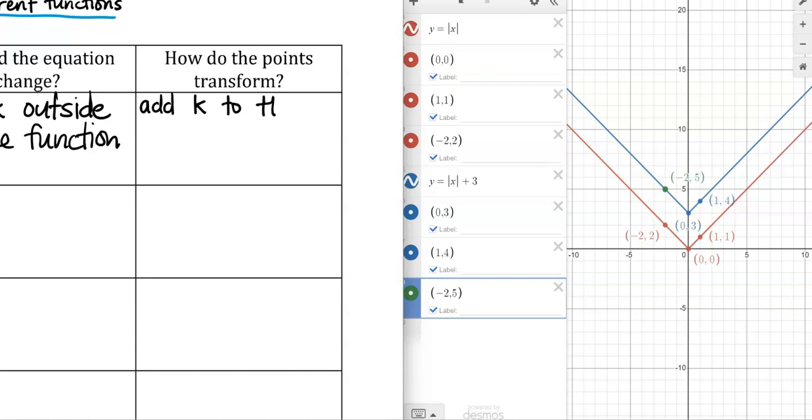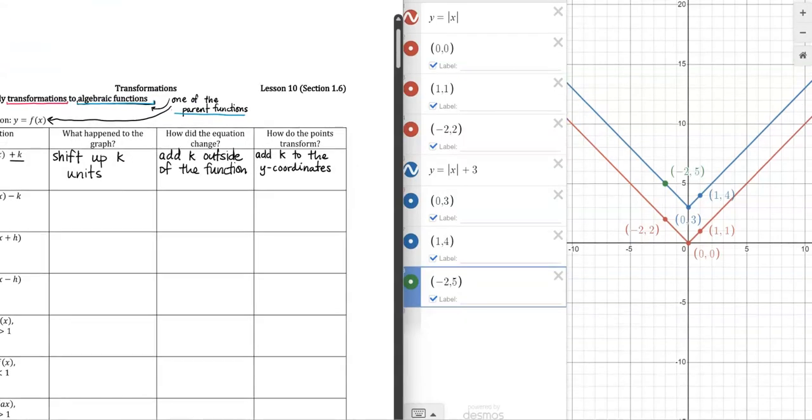But we're only adding it to the y coordinates of the points. We're adding k to the y coordinates. So that's how our points are changing.